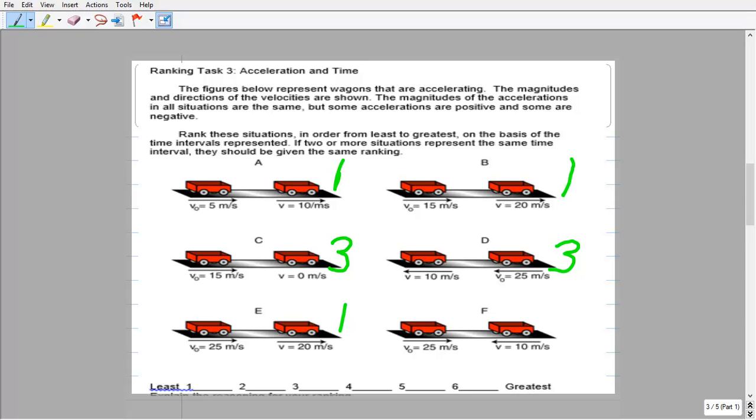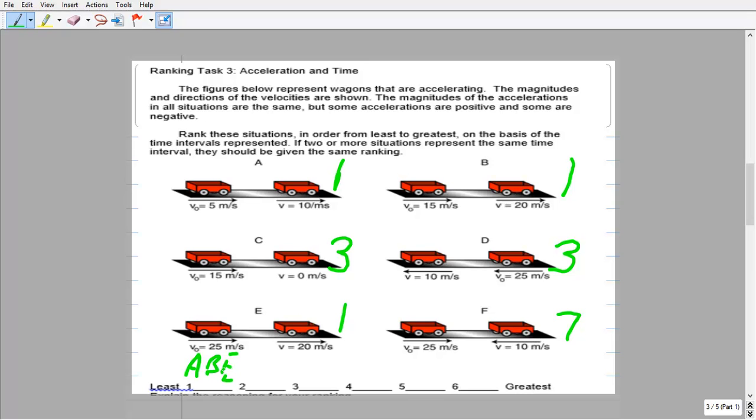How long does it take? I start out at positive 25. It takes me 1 second to go to positive 20, another second to go to positive 15, another second to go to positive 10, another second to go to positive 5, another second to go to 0, another second to go to negative 5, and then finally another second to go to negative 10. It took me 7 seconds to accomplish the change. And therefore, in ranking these, I want to go from least to greatest. A, B, E, all the smallest at 1 second.